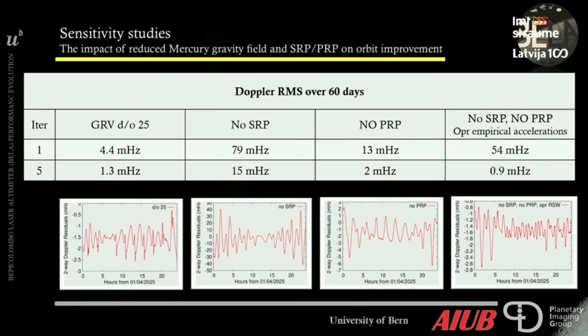This is the RMS, and in the last test we used no solar radiation pressure and no planetary radiation pressure, but we introduced some empirical acceleration. As you can see, this empirical acceleration can absorb the effect of mismodeling that comes from no solar radiation pressure and no planetary radiation pressure, and the RMS will go to a very low level.